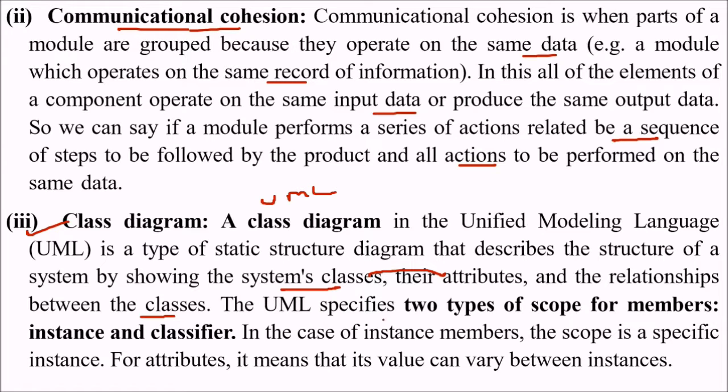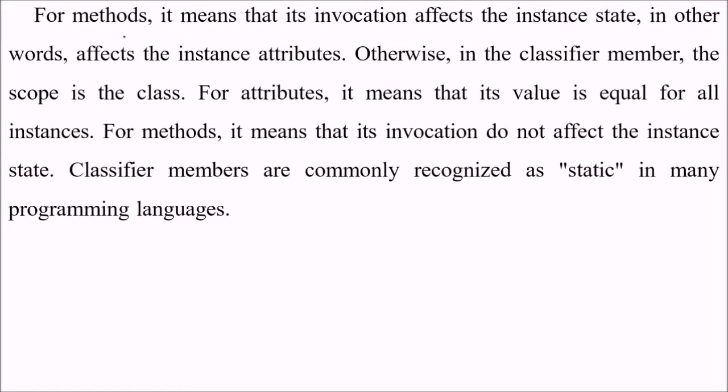And the UML specifies two types of scope of members, instance and classifier. In the case of an instance member, the scope is a specific instance, and for attributes, it means that it can vary between the instances. And for methods, it means that the invocation affects the instance state. In other words, it is going to affect the instance attributes.